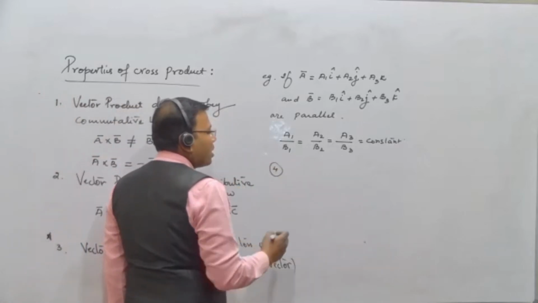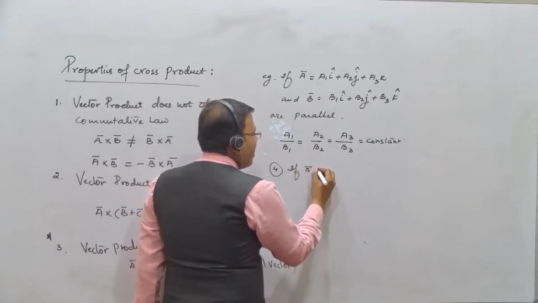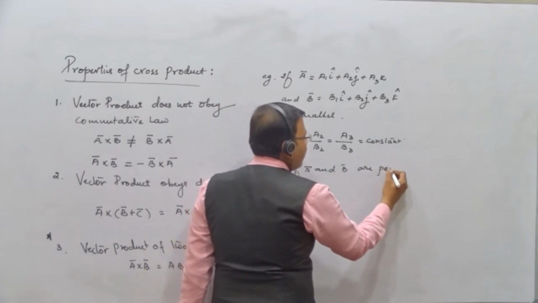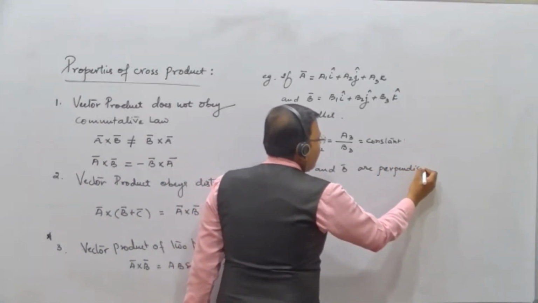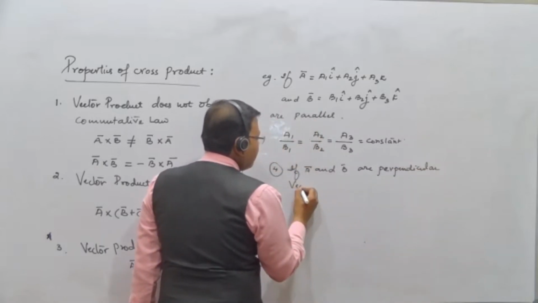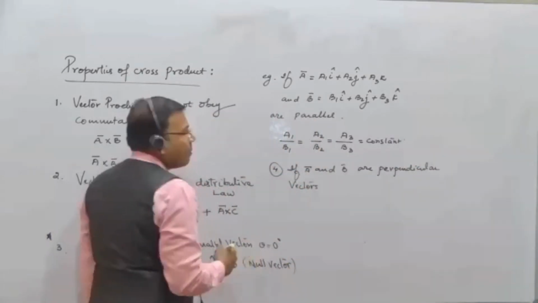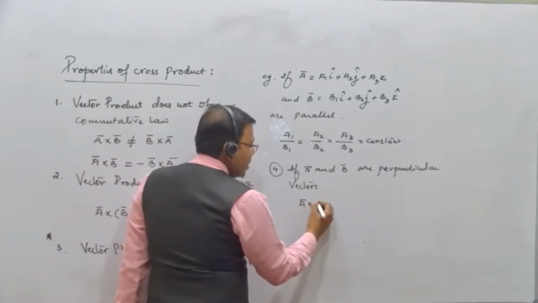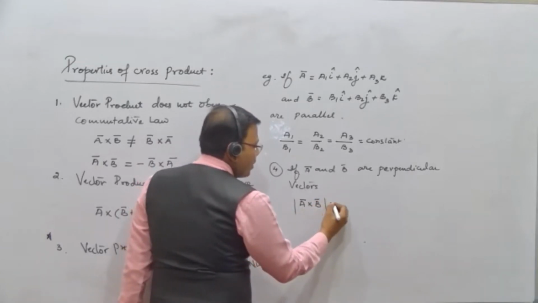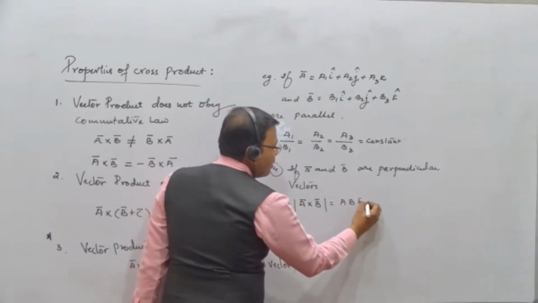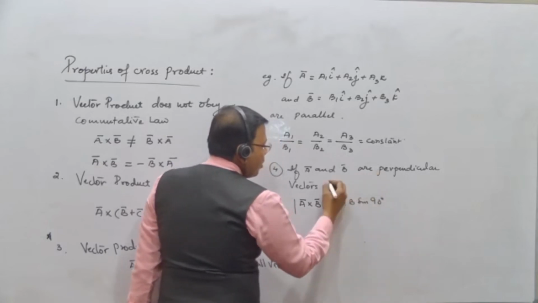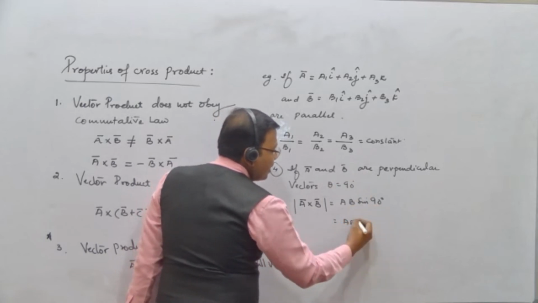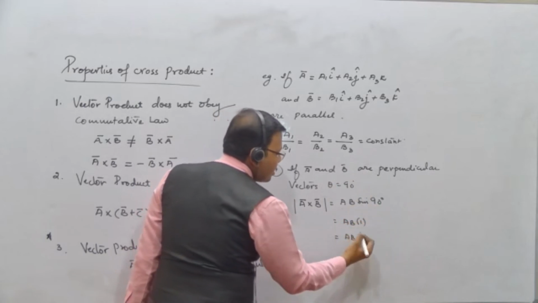What happens if A bar and B bar are perpendicular vectors? Suppose they are perpendicular, A bar and B bar, students. So what we can do here is, if you take the cross product, that is the magnitude of A cross B, that is AB sine theta. Sine theta is sine 90, because perpendicular means theta will be 90. So AB sine 90, it is 1. So directly we can write just AB.